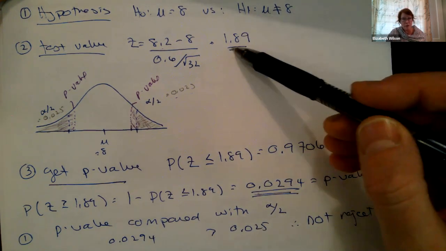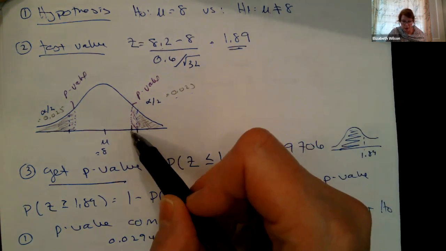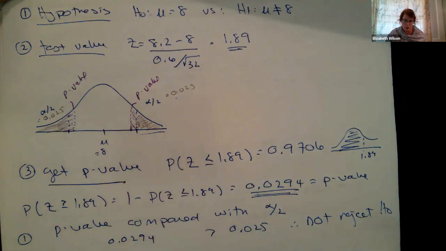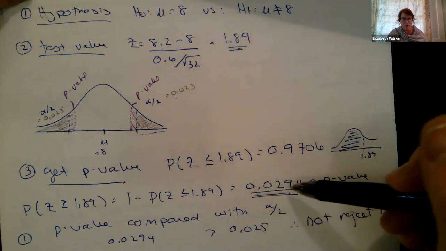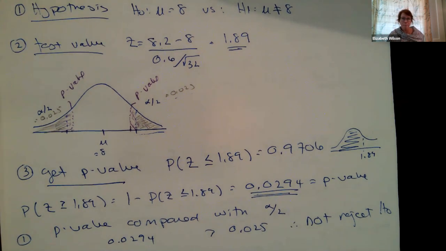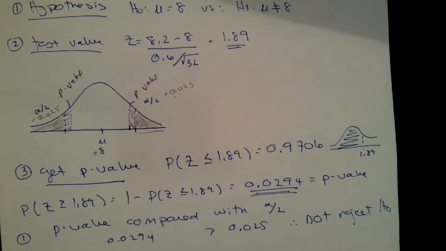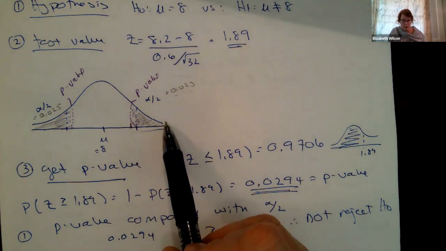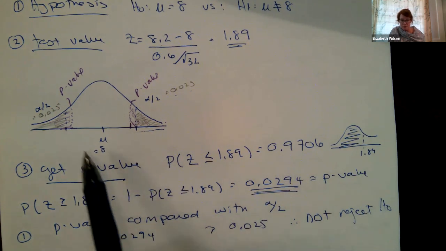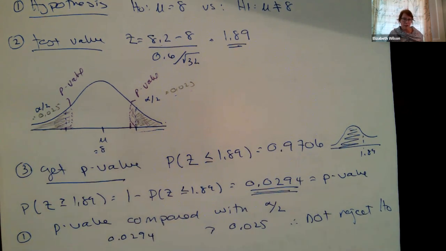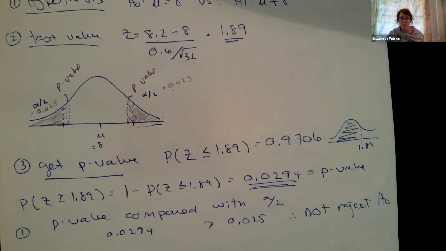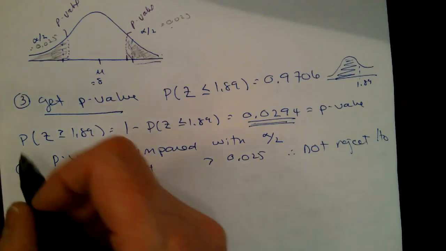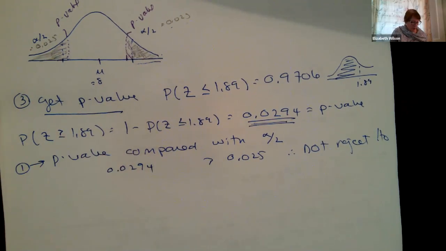But because we had a positive z value, then I'm looking at what's the area going this way, right? And because of symmetry, it's going to be the same area on this side. We could have easily done minus 1.89 and found 0.0294. There's symmetry. But because this one came up positive, I just used the positive aspect of it to calculate it out. But we could have made it negative and then found this aspect of it here. It's going to give us the same value. Does that make sense? Yeah. Okay, great.